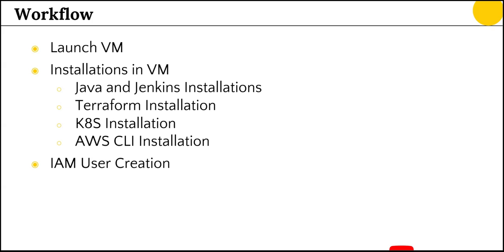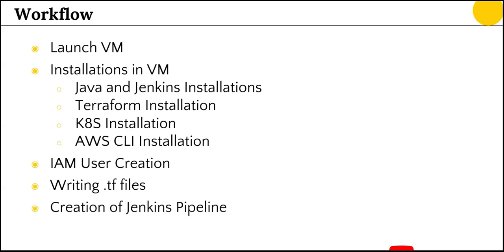But along with these, I'm also going to show you how to write the Terraform files. In this video, I'm going to use three different types of Terraform files. I'll be writing those Terraform files individually so that you will also have an experience of how to write the Terraform files. Once we write these Terraform files, we are going to create the Jenkins pipeline where I am going to integrate the Terraform files in the Jenkins pipeline.